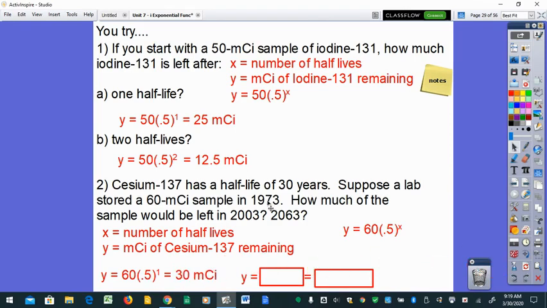Now go back to 73 and go to 63, and that would be 3 half-lives, and that's where I was just saying the 90 because it's 90 years. So 30 3 times, and that's where the 3 comes from. 60 times 0.5 raised to the third, and there would be 7.5 millicuries left remaining after those 90 years.